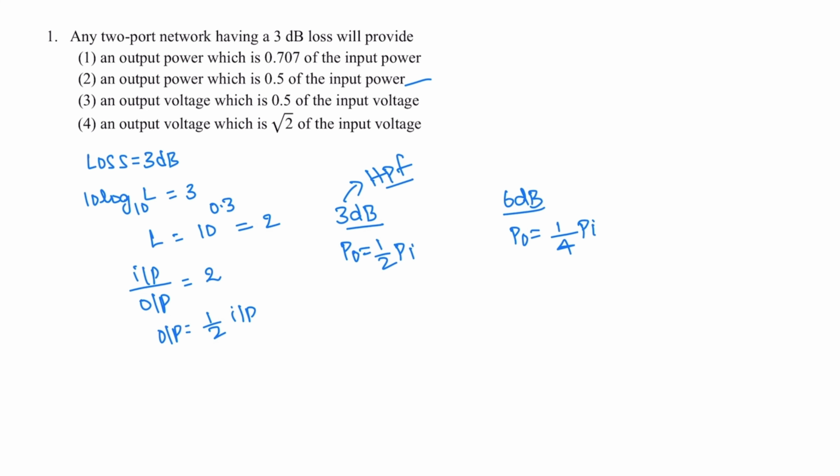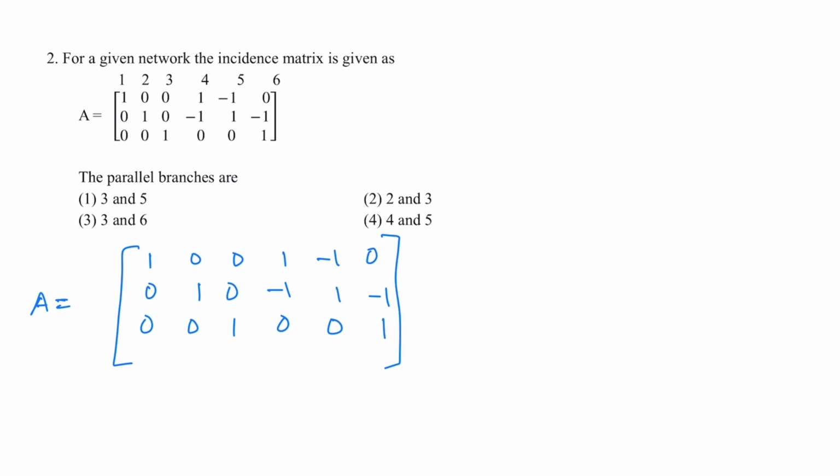Correct option is 2. Next question. For a given network, the incident matrix is given. This is the incident matrix given with 6 branches. 1, 2, 3, 4, 5, 6 are the 6 branches and A, B, C, D are the nodes. And the question they ask is to find the number of parallel branches.